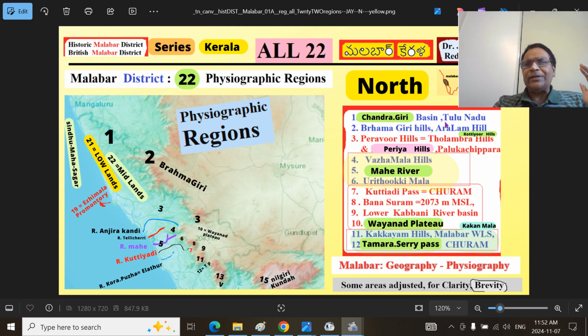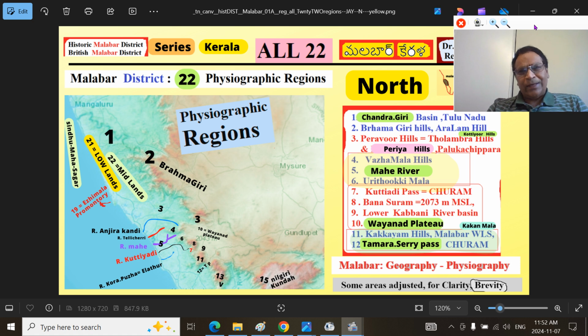Kasaragod district. Remember, recently the names of the districts have been given the spellings and pronunciations of the indigenous names. So I'll be using both anglicized names as well as the current names so that the audience will have both views. Kannur is Kannanur previously, Palghat is Palakkad today, Thiruvananthapuram or Trivandrum and so on. So we will be switching over these names so that the audience can keep that in mind. So this is the northern part, Chandragiri Basin, Tulunadu region.